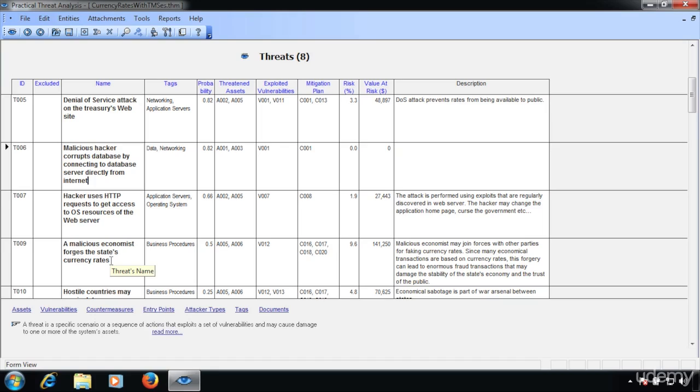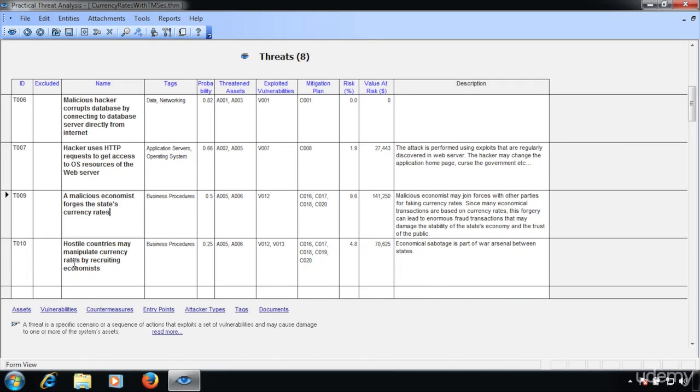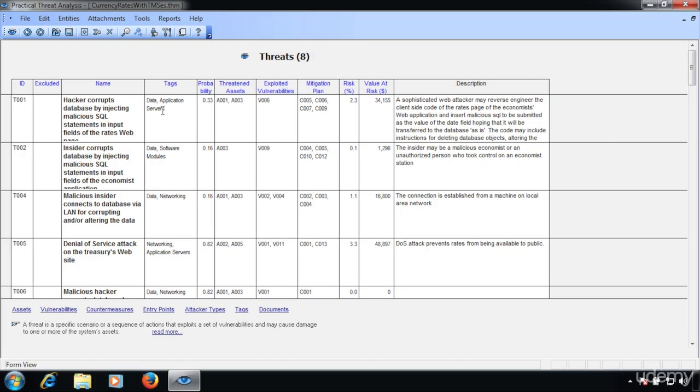This is not an attack directed at us on our systems or our assets, but it affects us because if the state rates have been forged with wrong values, then we'll be affected, and hostile countries might manipulate currency rates by recruiting economists. Really, this is also not a direct attack on our assets or our facilities, but it affects us highly. All right, so let's go ahead and read what we have here on this threat page.